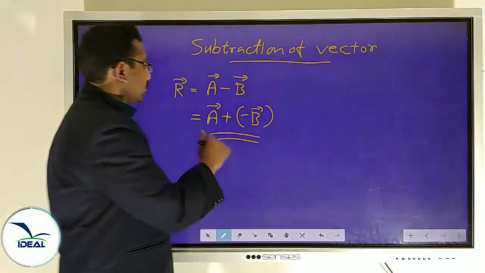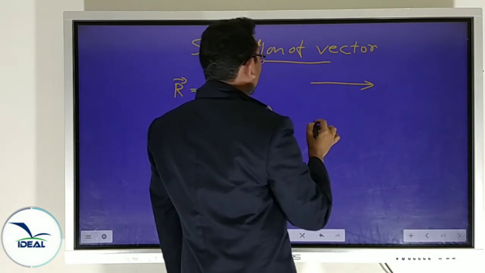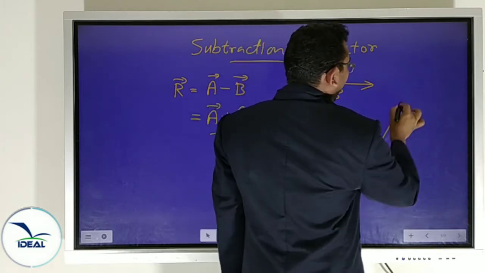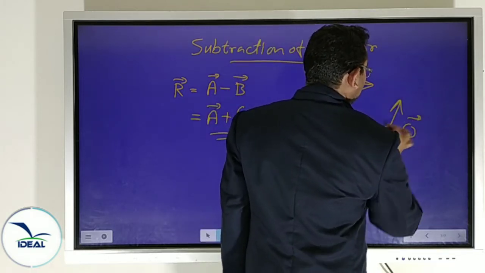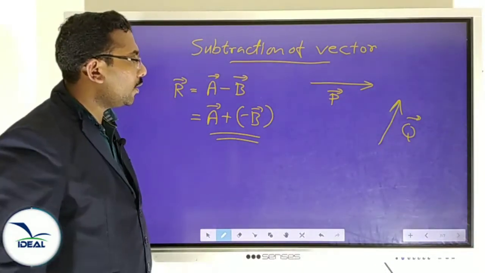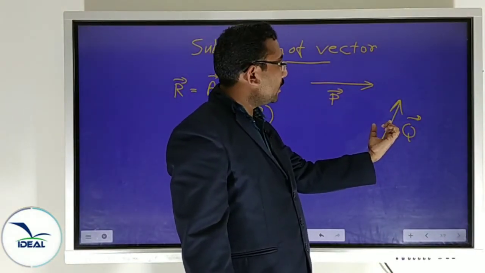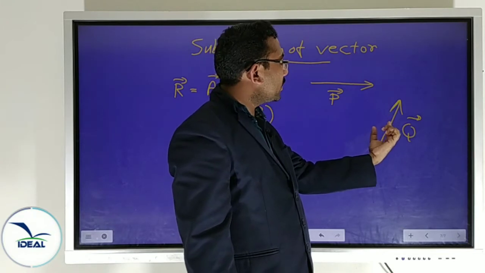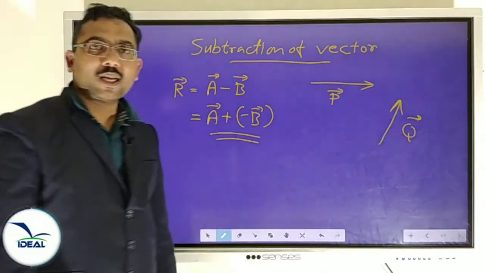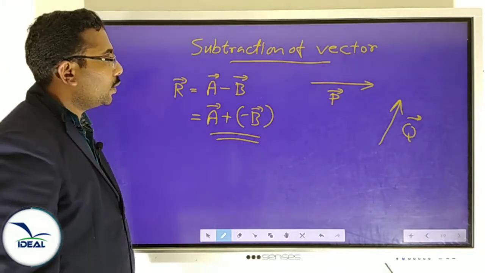For example, we have a vector P and a vector Q. How to add these two vectors? Suppose using triangle law. Without changing direction, take this Q and put its tail to the head of P and draw the third side of the triangle in the opposite order. We get the resultant in magnitude and direction.